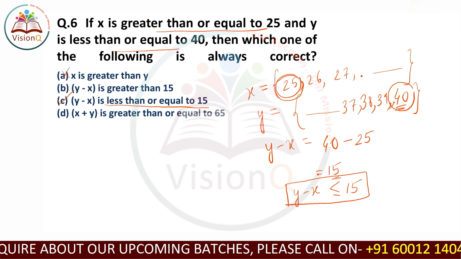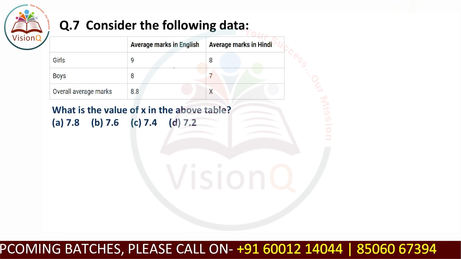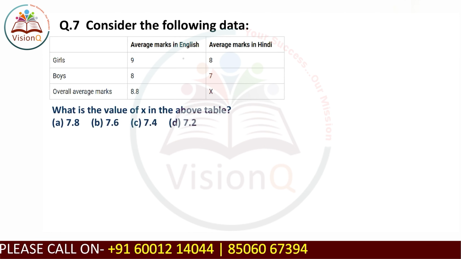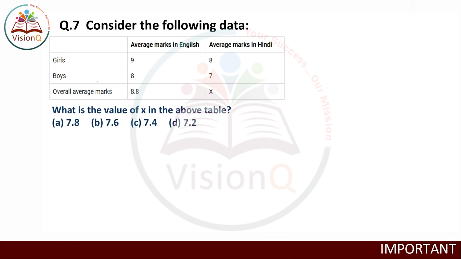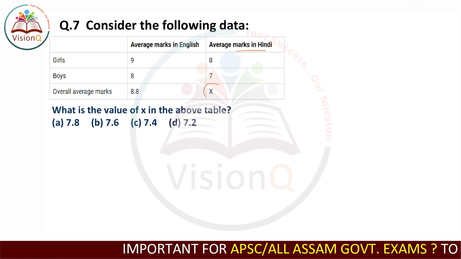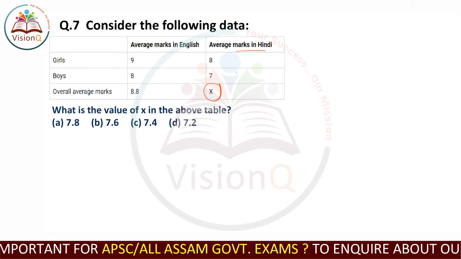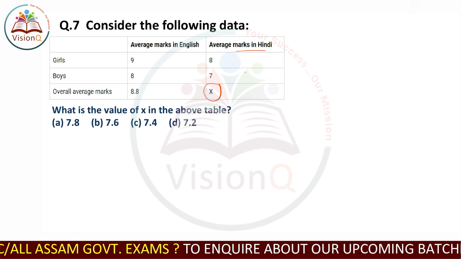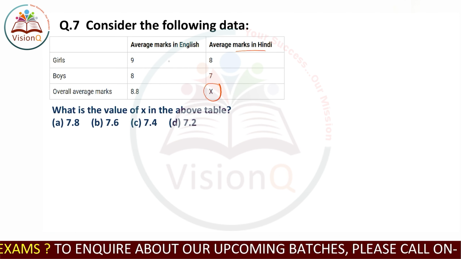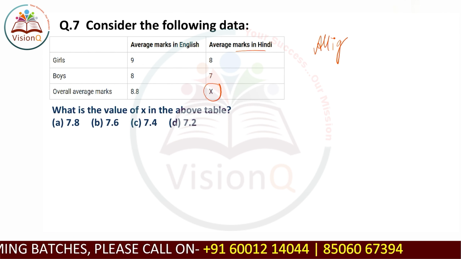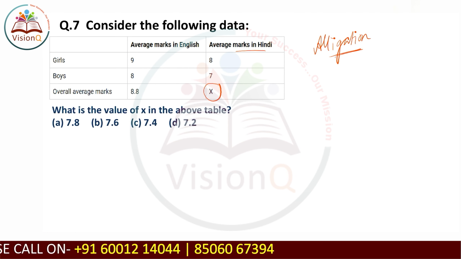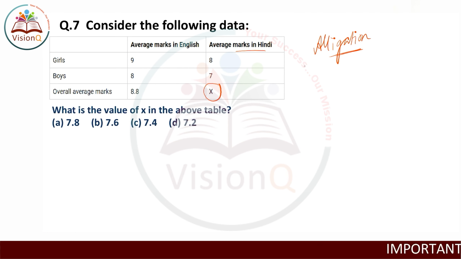So the next question is question number 7. It is a table which gives information about the average marks in English and the average marks in Hindi scored by boys and girls, and we have to find the overall average marks in Hindi. It is asked to find the value of x, which is nothing but the overall average marks in Hindi. Now this question can be done easily by a concept known as allegation.